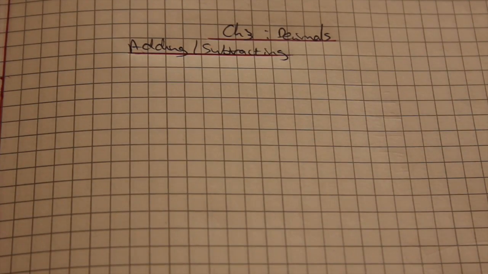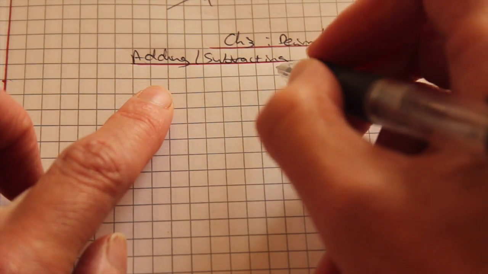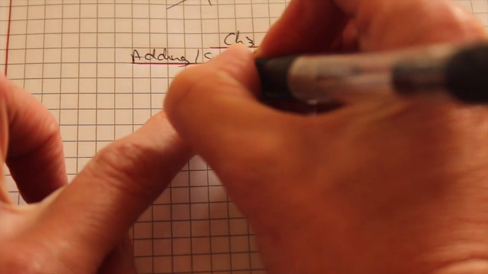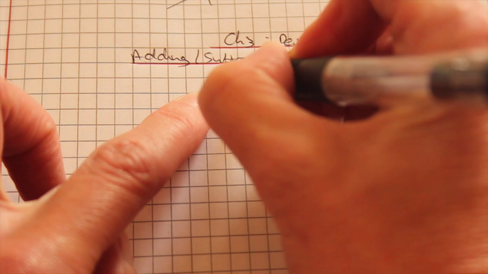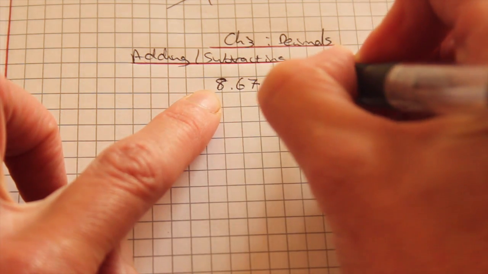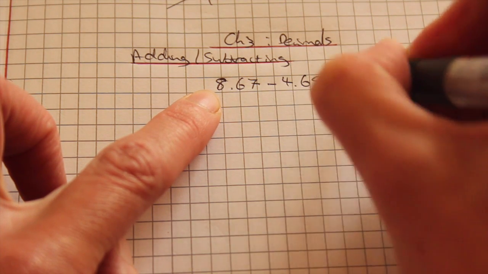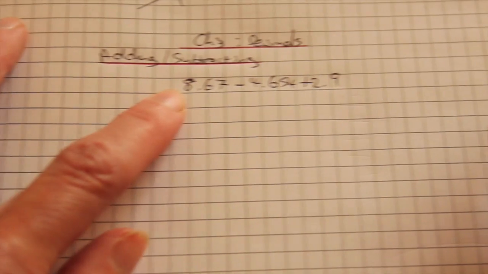Chapter 3 is all about decimals. When you're working with decimals, adding and subtracting go hand in hand. So for instance, if I had this, 8.67 minus 4.654, add 2.9. I would do that sum in stages.